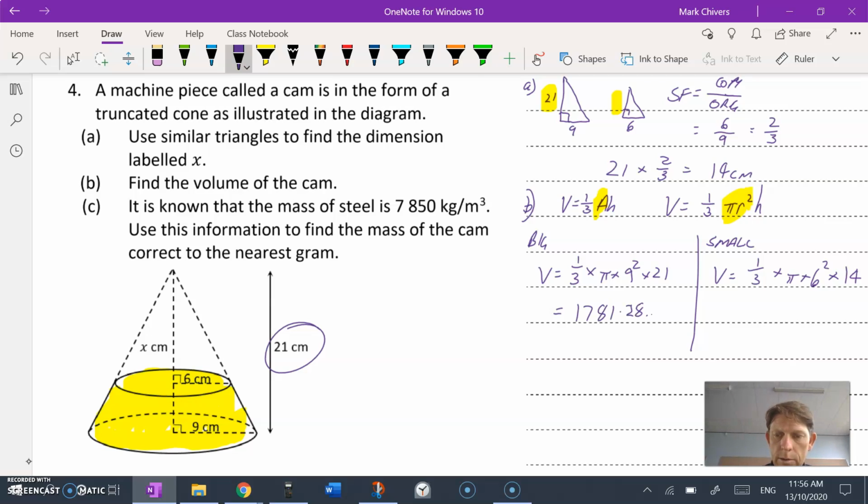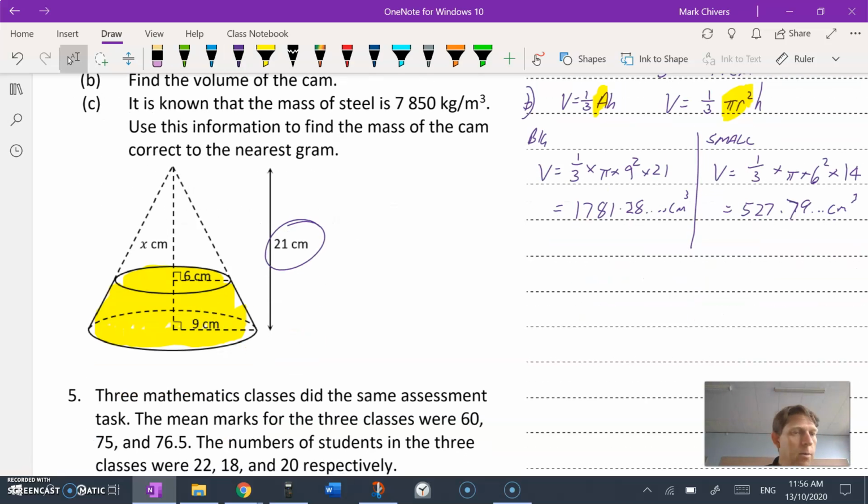1781.28 centimetres cubed, and the other one is going to give us something like 527.79 centimetres cubed. So obviously, to work out the total volume, we're going to have to go the total equals the big minus the small.